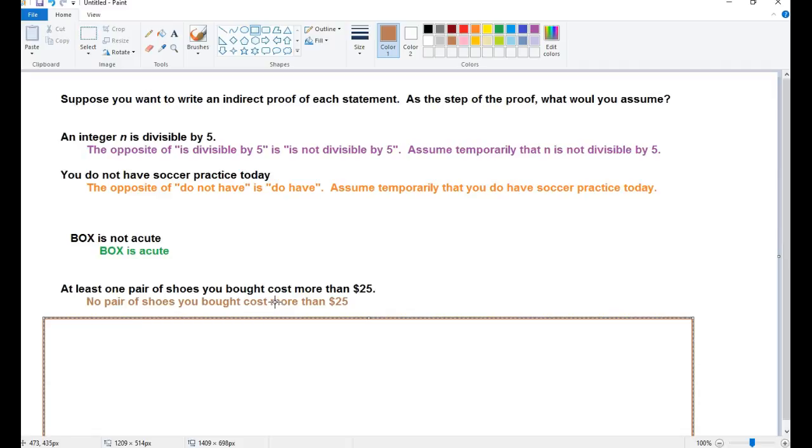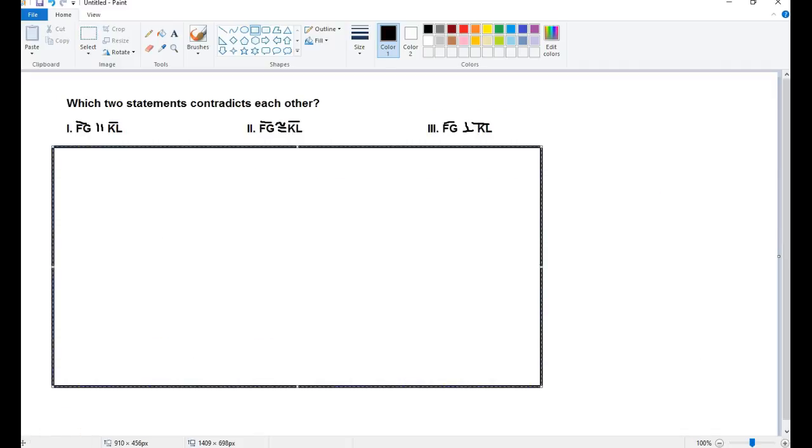Now that we've gone through that, we're going to give you some statements, and you're going to show which ones are contradictions. These kinds of questions that we're going to do next are things you're going to see on ACT and SAT tests. Which two statements contradict each other?